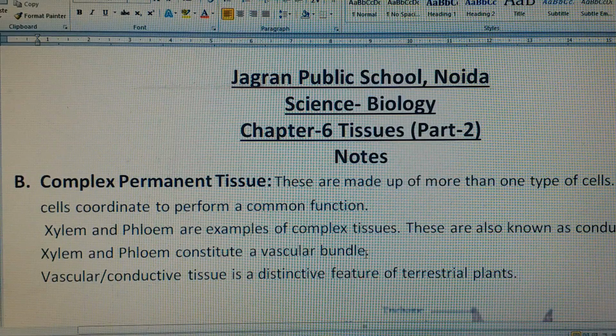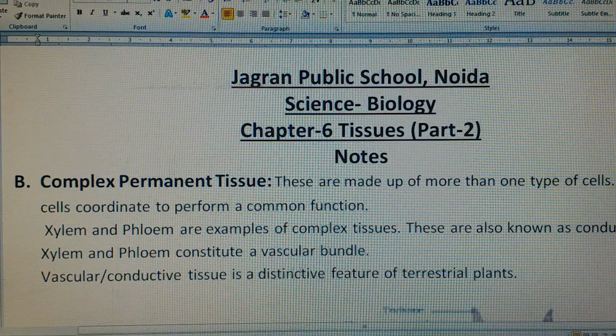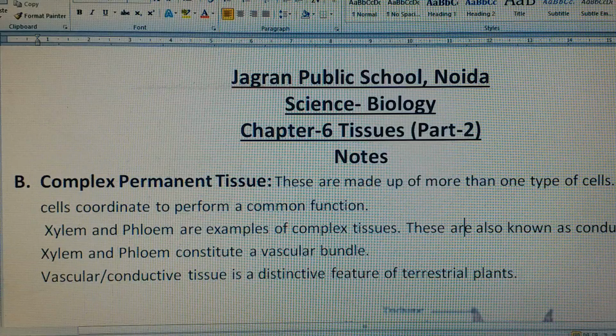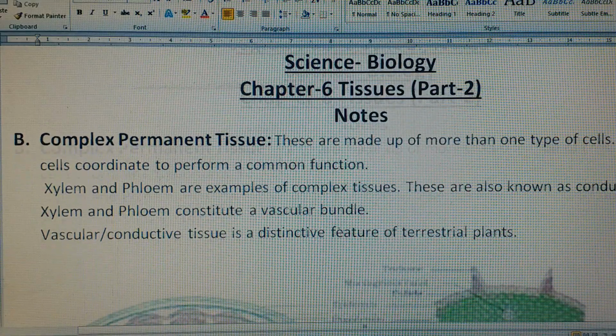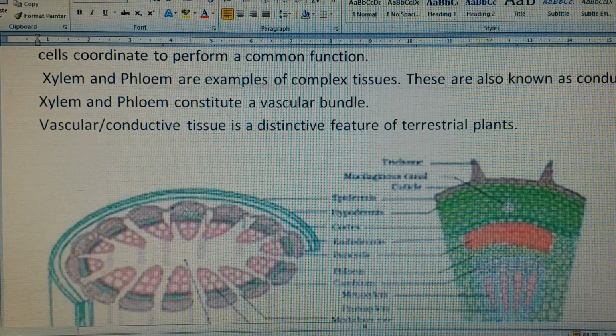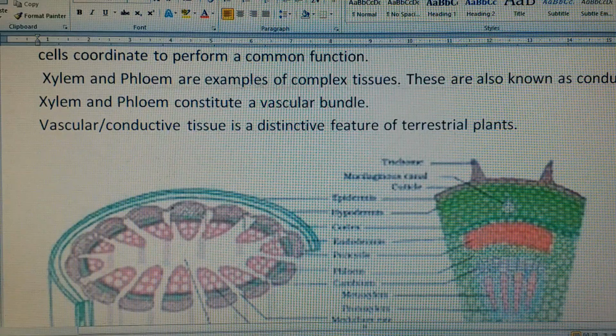Now, xylem and phloem together form a structure that is called a vascular bundle. Vascular tissue is a distinctive feature of terrestrial plants, because plants which grow on land are called terrestrial plants. So in terrestrial plants, these vascular bundles are present.